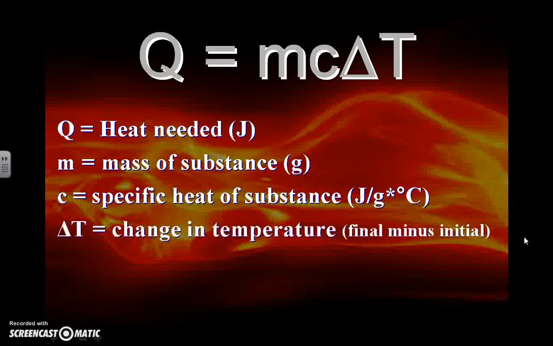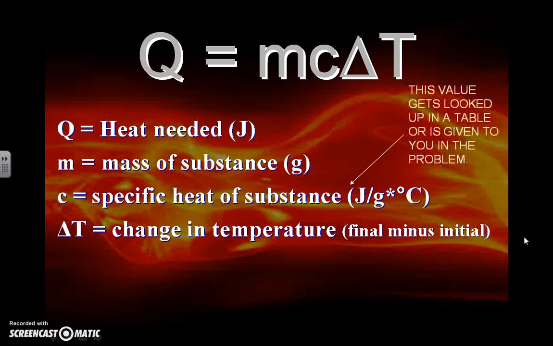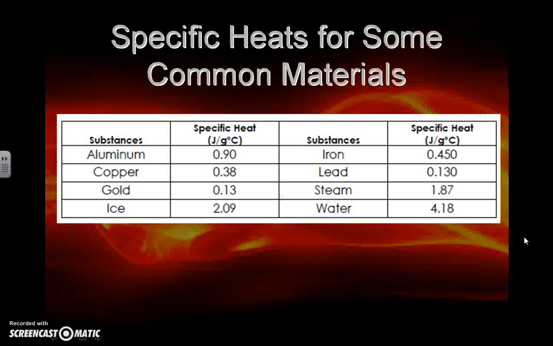And then we've got delta T. Now that triangle just means the change in. It's called delta. It's a Greek letter, and it's all over the place in science. So delta T just means a change in temperature, which you can calculate by taking the final temperature minus the initial temperature. Okay, now keep in mind the specific heat looks intimidating, but this is a value that gets looked up in a table or it's given to you in the problem. I'll show you what I mean right here.